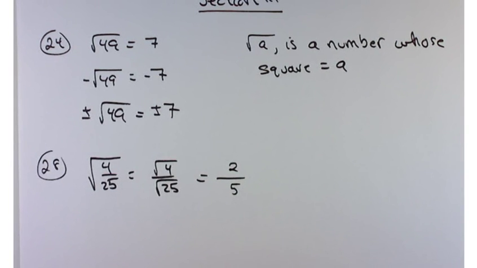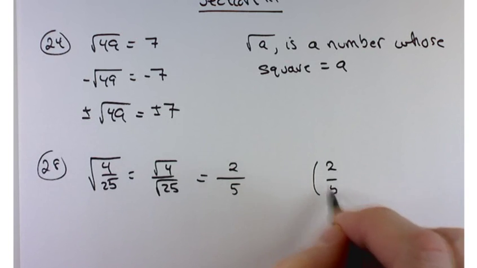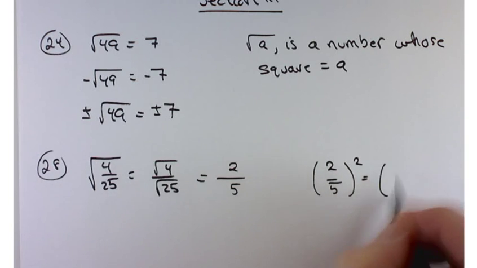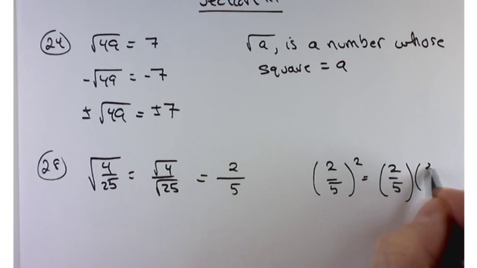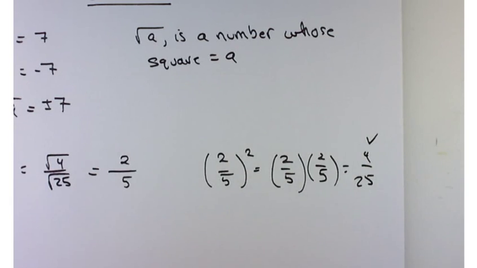Now how can we check that? If we're just not comfortable with it, how would you check that? Yeah, if you square it, if you multiply the whole thing by itself, 2/5 times 2/5, we get 4 over 25. So it checks. This is a number that when we square it, we get what was underneath the radical.